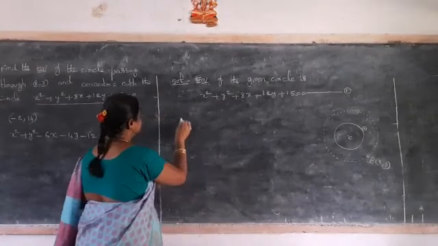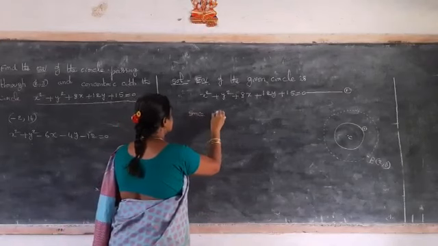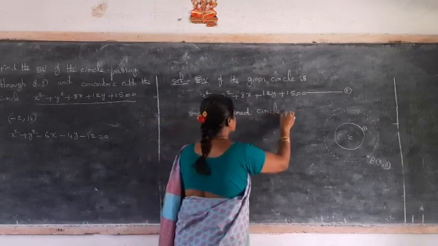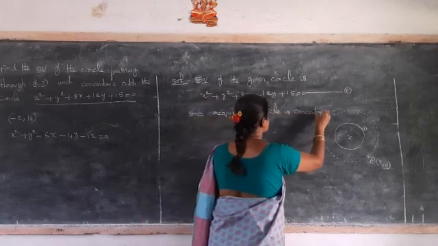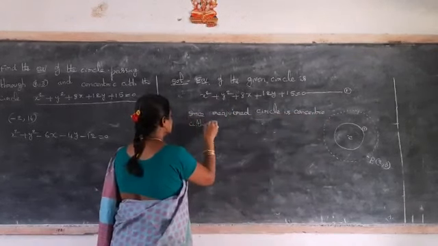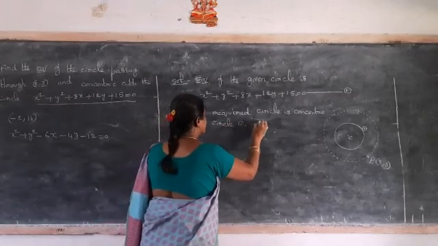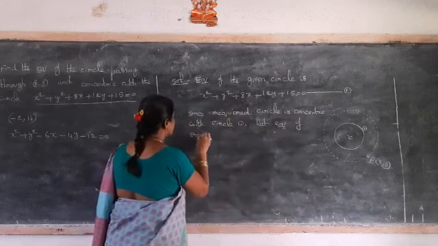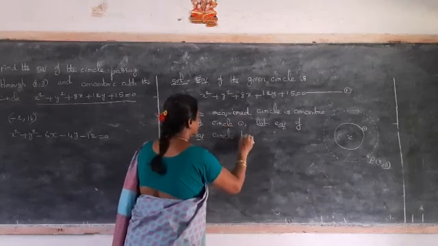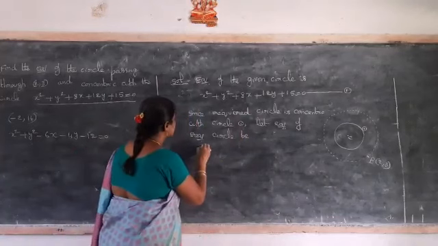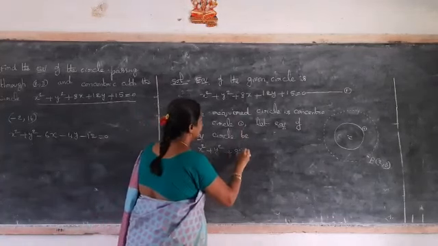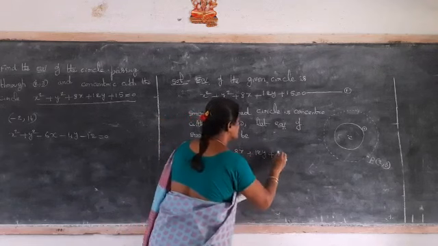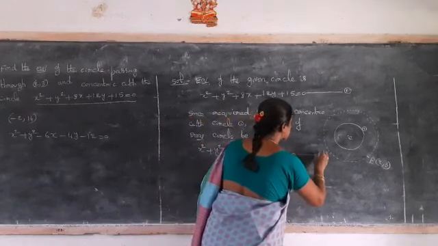Okay, now I write: since the required circle is concentric with circle 1, let the equation of the required circle be x square plus y square plus 8x plus 12y plus c dash is equal to 0. We write this as equation 2.